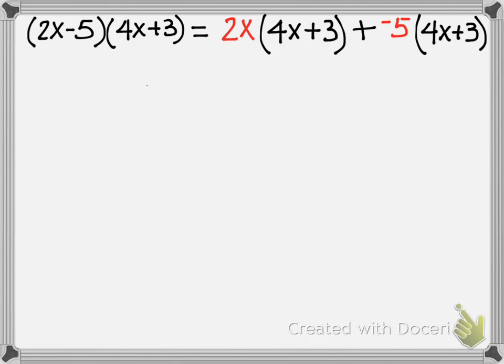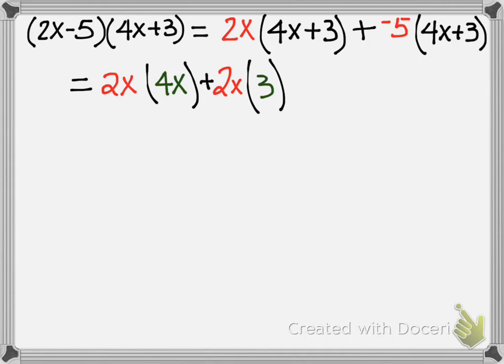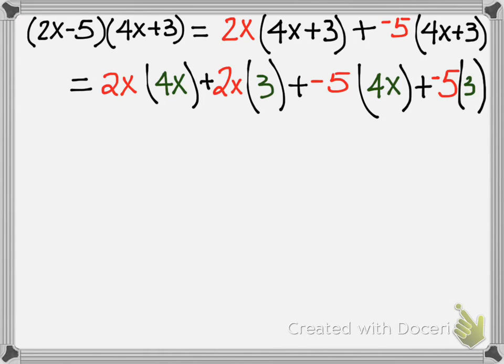So we're going to do that process in this case. Basically, we're going to repeat that process a couple of times. So we end up with 2x times 4x plus 2x again times 3. And we continue with plus and negative 5 times 4x, and of course plus one more time we have negative 5 times 3. Ladies and gentlemen, notice that every time I follow through I have the plus sign because the negative sign belongs to a number.